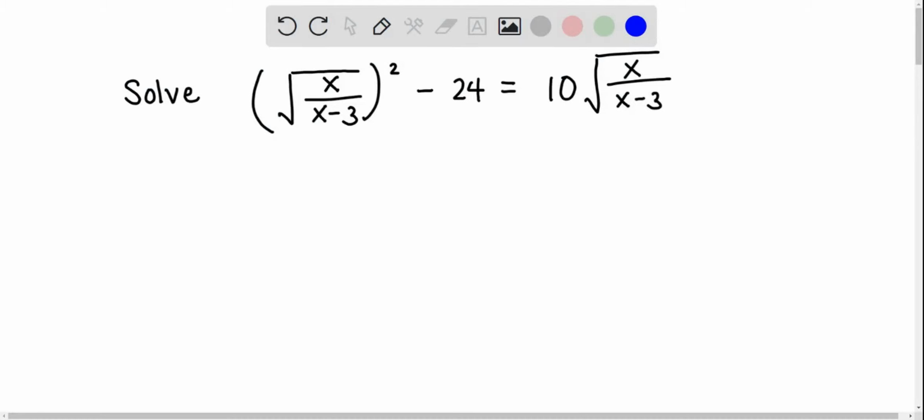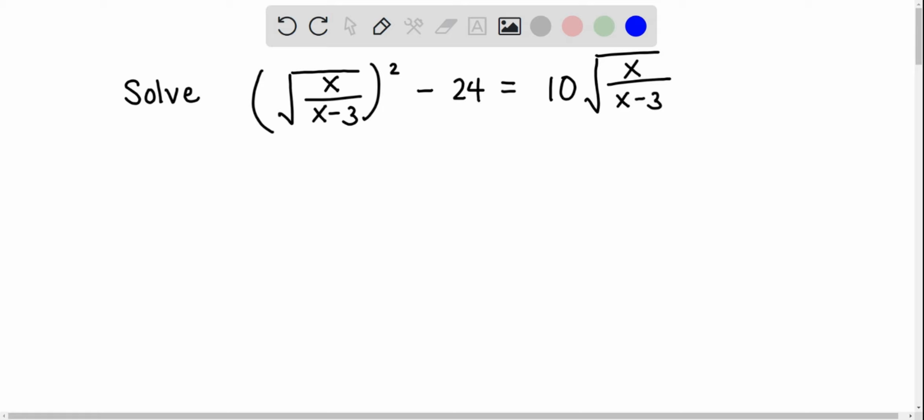Let us solve this equation. The square root of x over x minus 3, all of it squared, minus 24 is equal to 10 times the square root of x over x minus 3. Now what I'm going to do, since I see this square root of x over x minus 3 more than once, I'm going to actually use a substitution.